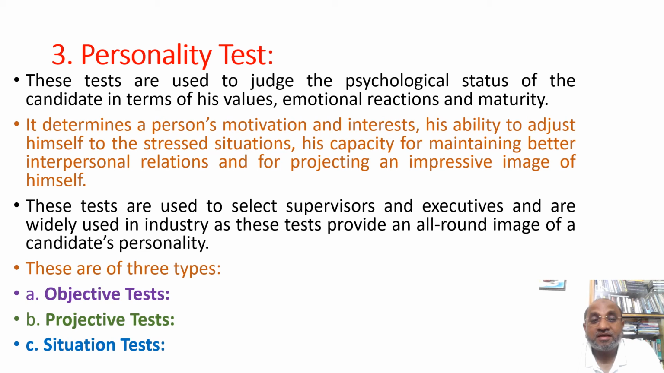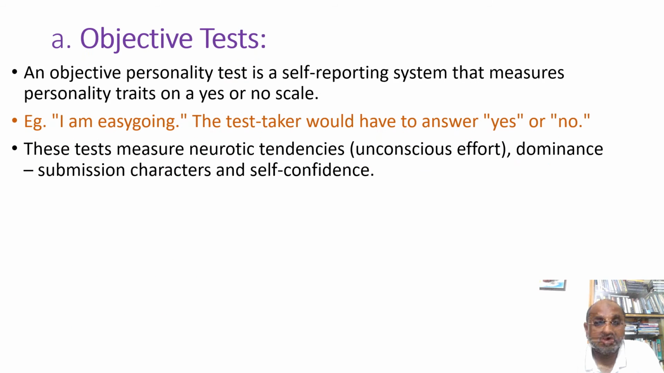Okay, and again there are three categories in this. One is objective test, second one is projective test, and the third one is situation test. Now what is this objective test? Let us see. As the name indicates, objective, it's like objective type where the answer will be either in the form of yes or no, only two options. For example, a statement is given, I am easygoing. So a candidate will have only two options, yes or no. This is only an example. Similar types of questions will be asked. Again, you can refer to Google for getting different examples.